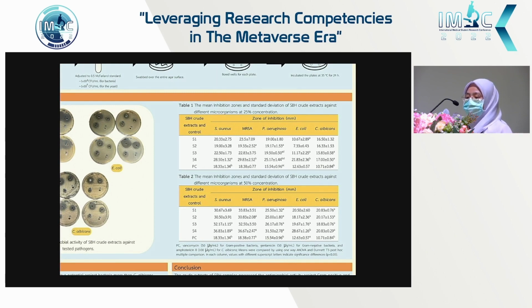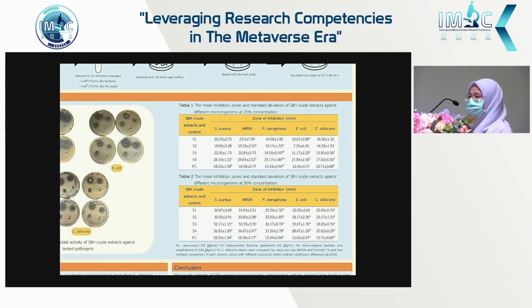What I want to show you here is that we used the ANOVA test to compare the differences between the zones, and we focused on the differences between the 4 extracts. We found that methicillin-resistant S. aureus was significantly more sensitive to S4 than S2. P. aeruginosa was more sensitive to S4 than S3 and S2. And Escherichia coli was significantly more sensitive to S4 than S3 and S1.